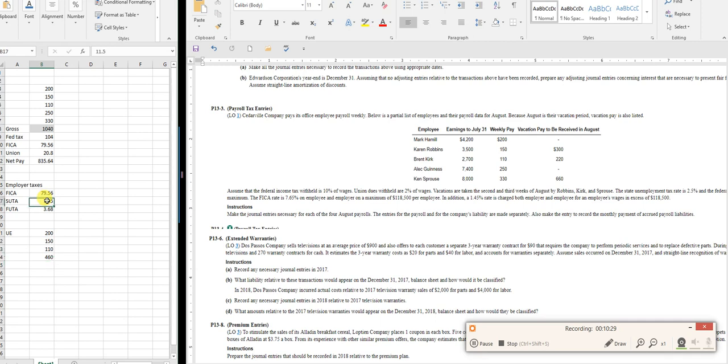So in this one I have $460 times 0.025, so I have $11.50. And with this one it's 460 times 0.008, since it's 0.8%. So there's my employer taxes.